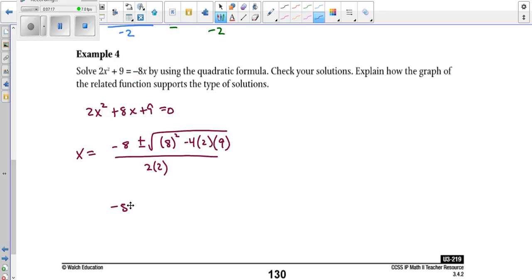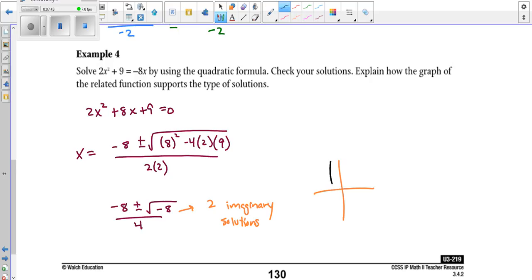Okay, so we get negative 8 plus or minus the square root of your discriminant, negative 8, all over 4. Again, your discriminant right here is negative, so we can conclude that we're going to have two imaginary solutions. And if we graph this, we know that it would never hit the x-axis. Our a value is positive, so it'll probably look something like this.